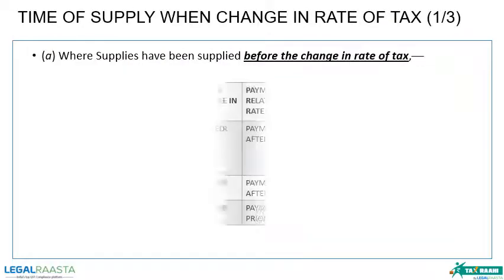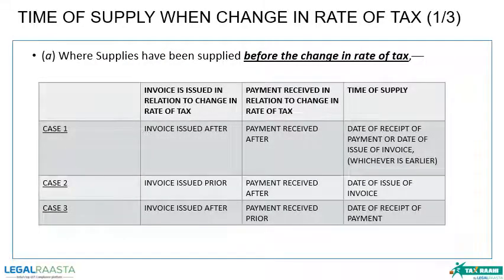Where there is a change in the rate of tax, time of supply will also change. It is categorized in two ways. Where supplies have been supplied before the change in the rate of tax, there are three cases. And in all the cases, the time of supply is either the date of receipt of payment or the date of issue of invoice, whichever is earlier.